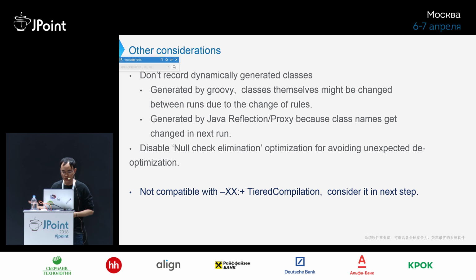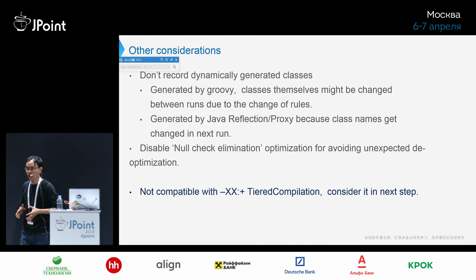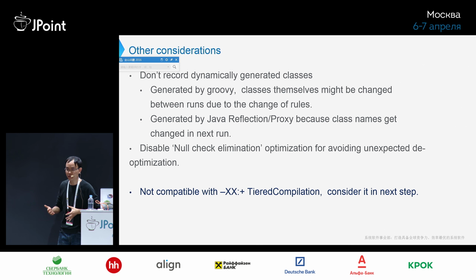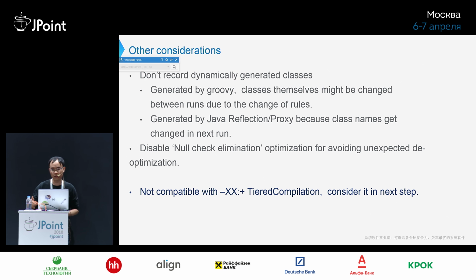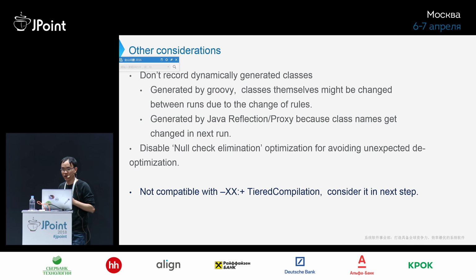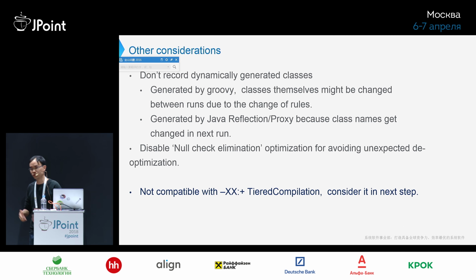The second thing is we need to disable some optimizations, for example, null check elimination. Why do we do this? Because if we enable it, we see some unexpected de-optimization cases. It's a problem. It hurts our application performance. The last thing is our current implementation is not compatible with tiered compilation. So if you want to use Java map, you need to disable tiered compilation.